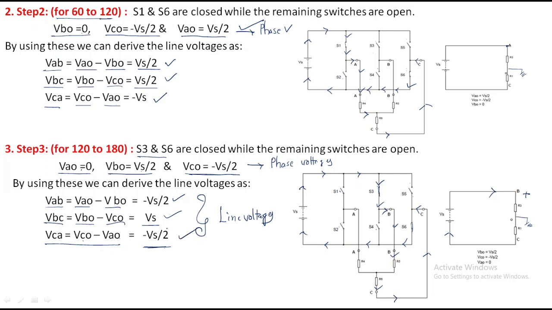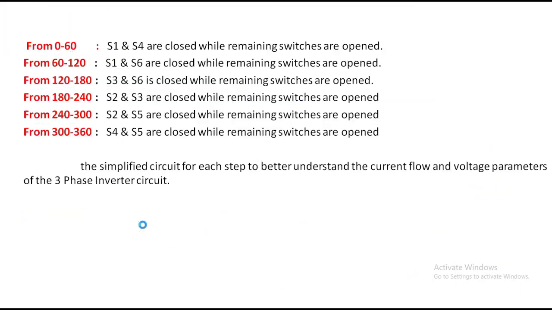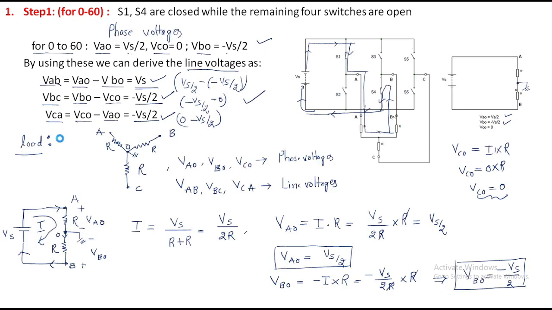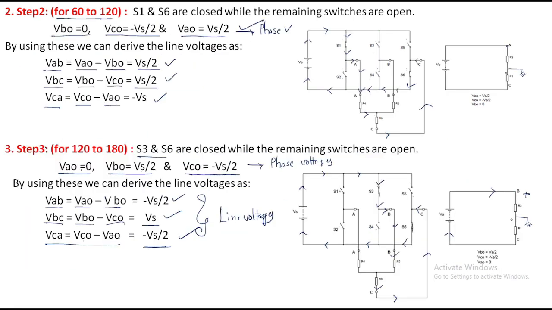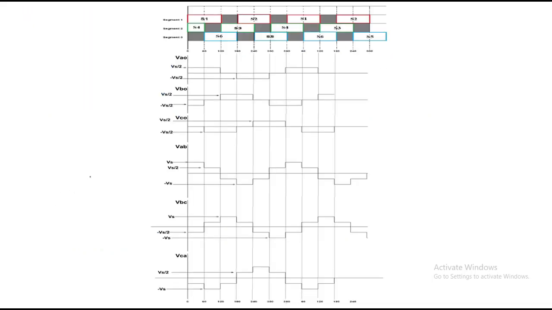Understand? We have 6 steps for the cycle. Up to 180 to 240 you can do it, and again 240 to 300 you can do it, and 300 to 360 also you can do it. So if you find the 3 steps, you will understand what actually happened in these switches, right? So by collecting and deriving this data, we will draw the waveforms. So this is the waveforms.